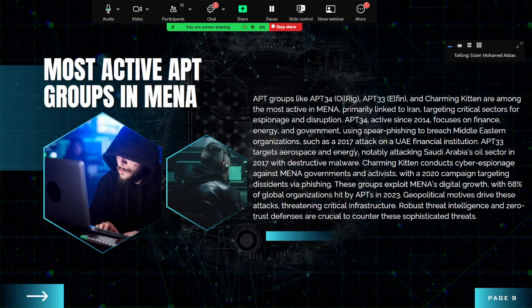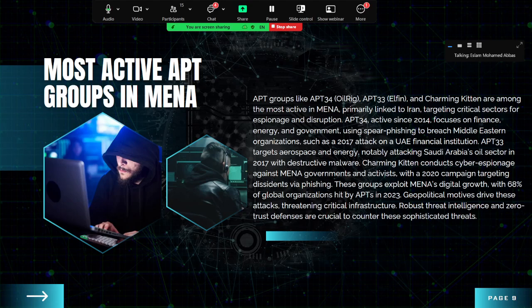So the next very interesting topic, relative to our talk, is the most active APT groups in the MENA region. There are a lot of APT groups related to Iran, like APT34, which is named OilRig, APT33, which is named Elfin, and Charming Kitten. These are APT groups with a lot of activity in the MENA region, and all of them are primarily linked to Iran. These APT groups target critical sectors for espionage or disruption.